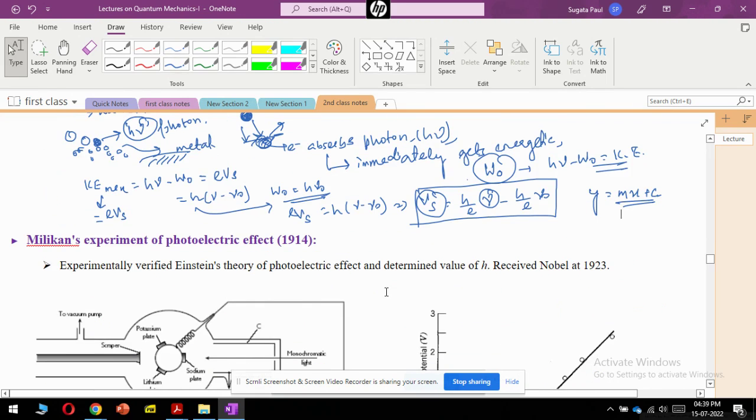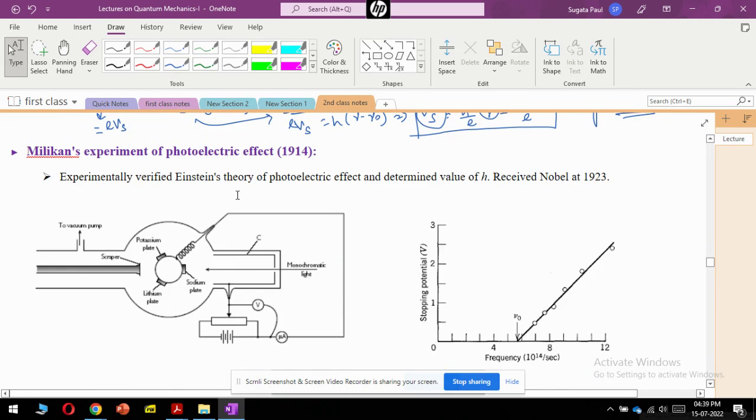So this is the case. Now I have just mentioned the famous experiment by Millikan in 1914, which finally confirmed that Einstein's theory of the photoelectric effect was true and correct. And he also determined the value of Planck's constant h, to an accuracy of almost 0.5% of the real value that is accepted now.